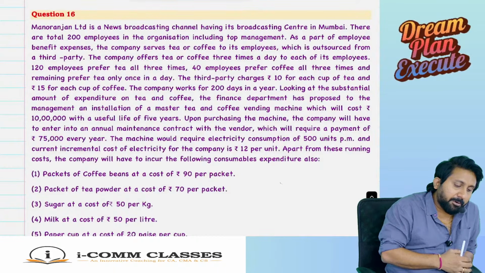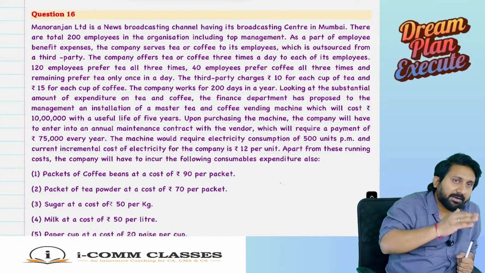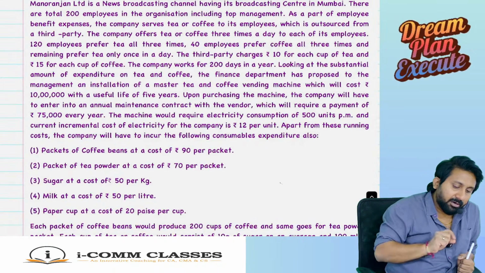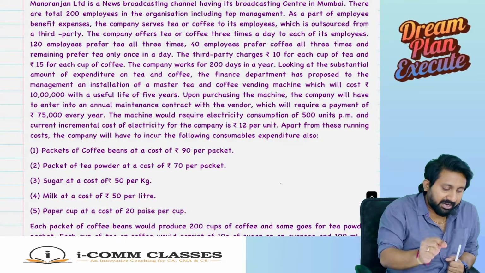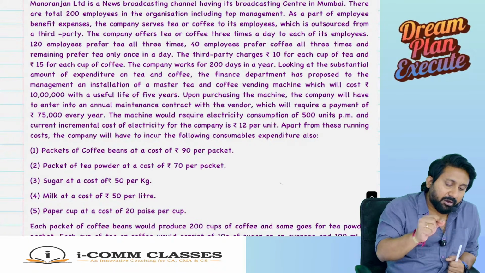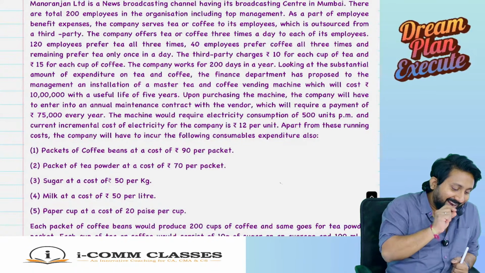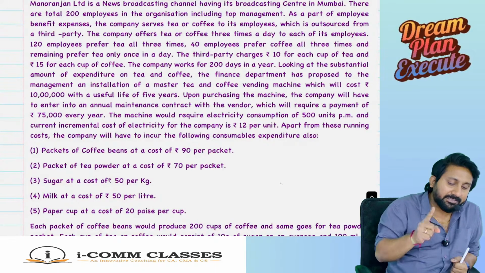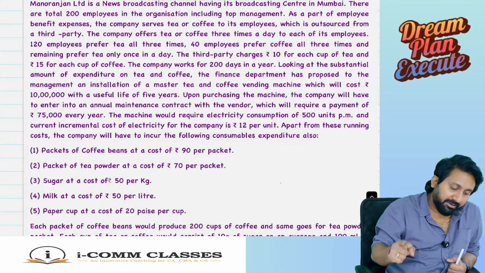As a part of employee benefit expenses, the company serves tea and coffee to its employees, which is outsourced from a third party. The company offers tea or coffee 3 times a day to each of its employees. 120 employees prefer tea at all the 3 times. 40 employees prefer coffee at all the 3 times. And the remaining prefer tea only once in a day. Third party charges are rupees 10 per cup of tea and rupees 15 for each cup of coffee.